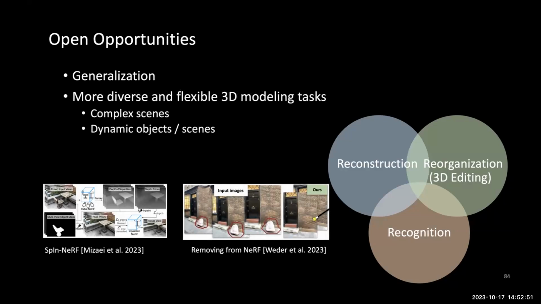And also more diverse and flexible 3D modeling tasks. For example, I have been working on modeling and editing 3D objects, but what if we want to have more complicated editing tasks in the entire scene, or even edit dynamic objects or dynamic scenes? I've already seen, for example, this year at CVPR, work that uses NeRF to do this 3D editing. And I can imagine with all this development of new 3D representations, we are able to do more flexible editing tasks.